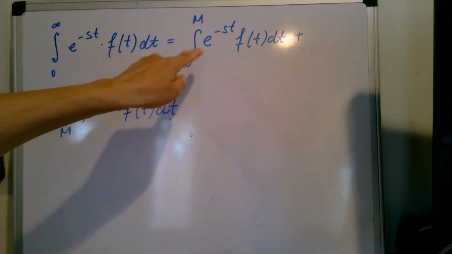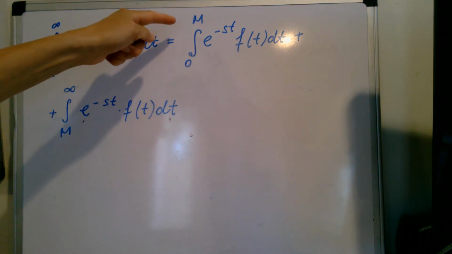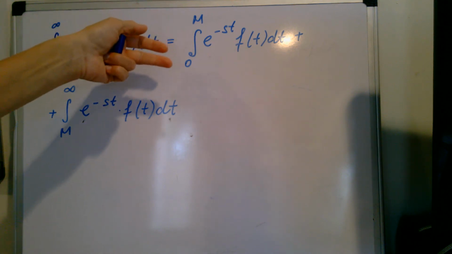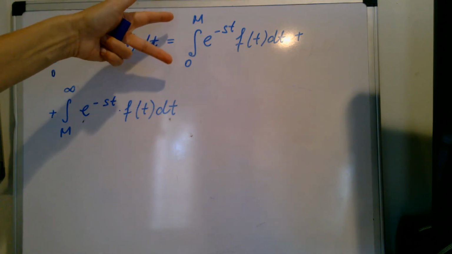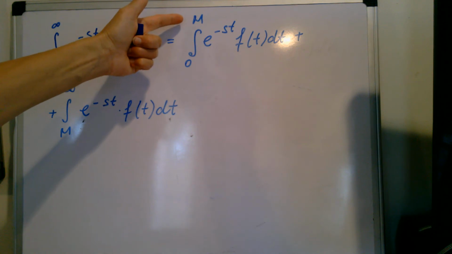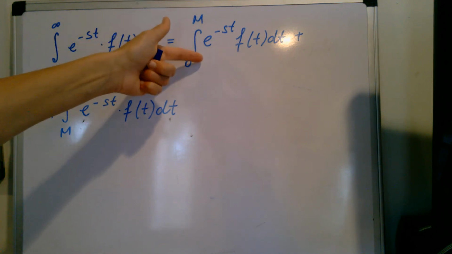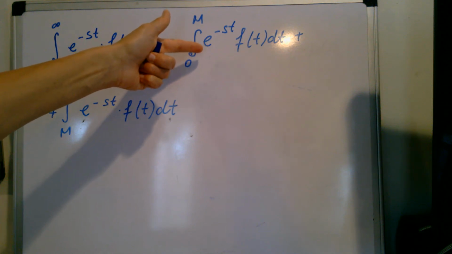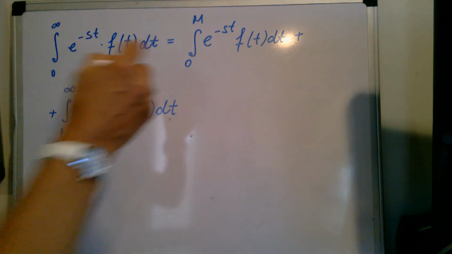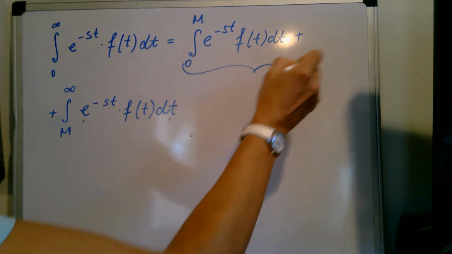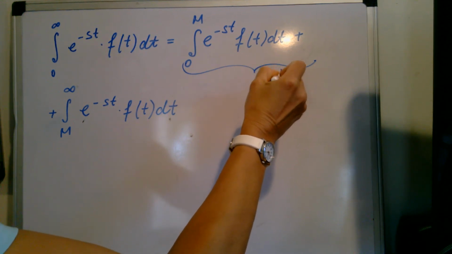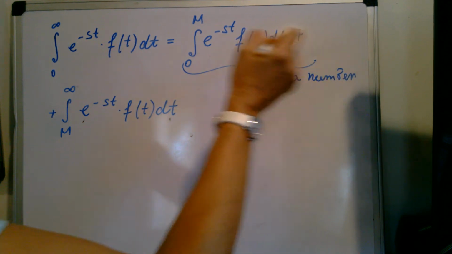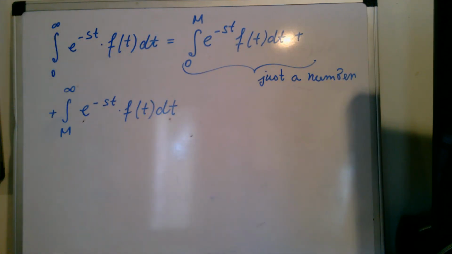If the function is piecewise continuous on the interval from 0 to m, it's just going to give you a number, because it's a proper integral. This m is going to be a number too. The function does not go to infinity anywhere. It can only have jump discontinuities. So the first integral is just a number. Wow. The second integral can bring us surprises.